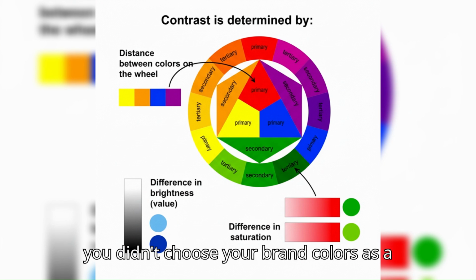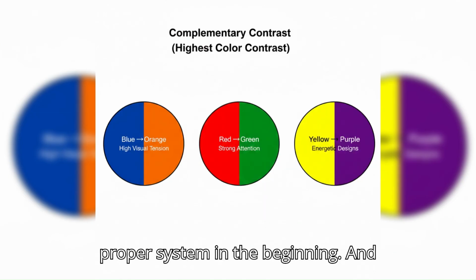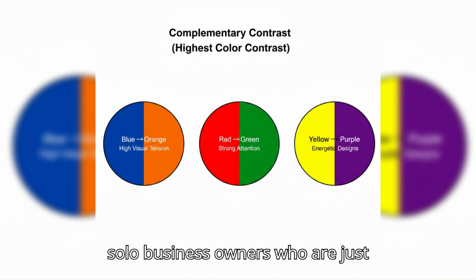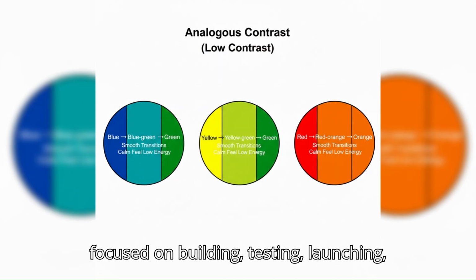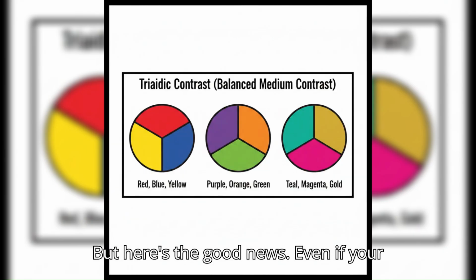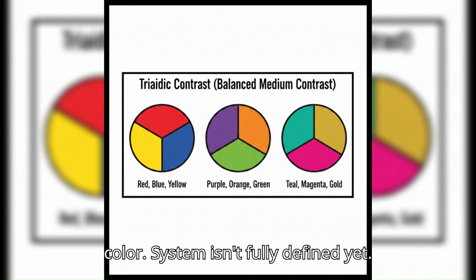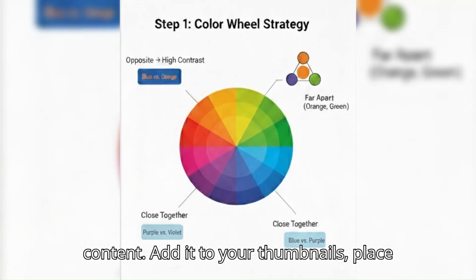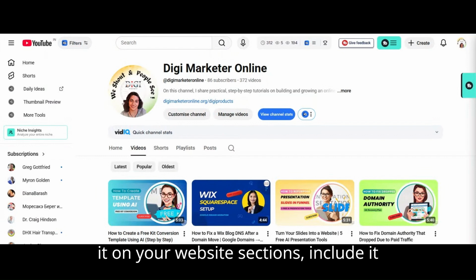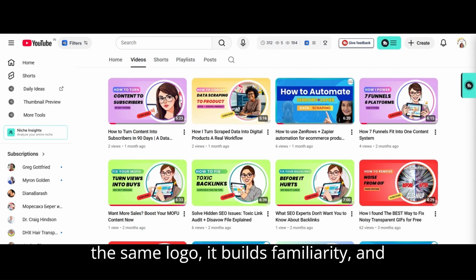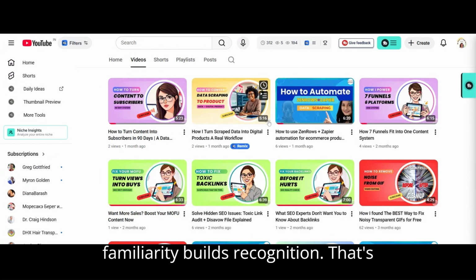Now, let's say you didn't choose your brand colors as a proper system in the beginning. And honestly, that's completely normal for solo business owners who are just starting out. In the early stages, you're focused on building, testing, launching, not building a structured brand identity. But here's the good news. Even if your color system isn't fully defined yet, you can still maintain consistency by using your logo strategically across your content. Add it to your thumbnails, place it on your website sections, include it in your PDFs, funnels, and social creatives. When people repeatedly see the same logo, it builds familiarity, and familiarity builds recognition.